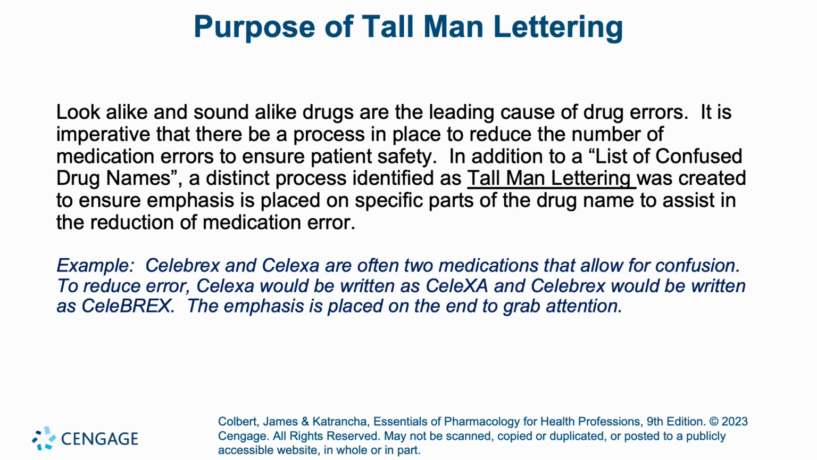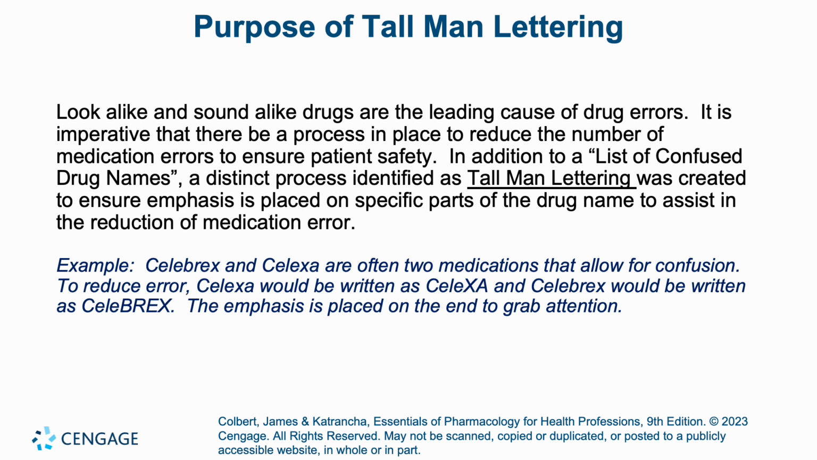Look-alike and sound-alike drugs are the leading cause of drug errors, and it is imperative, meaning very important, that there be a process in place to reduce the number of medication errors. This helps to ensure patient safety. So there is something called the list of confused drug names that is in every reference text, but there's also a distinct process that we use called tall man lettering. And tall man lettering is created to ensure emphasis is placed on specific parts of the drug name to assist in the reduction of a medication error.